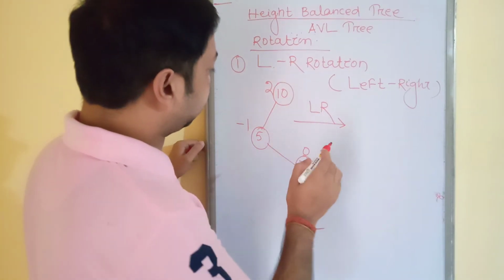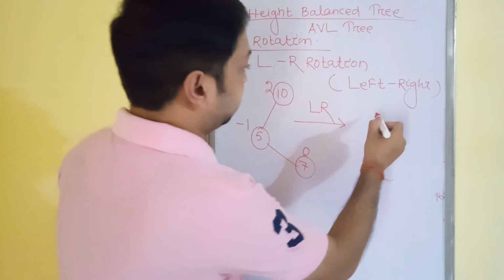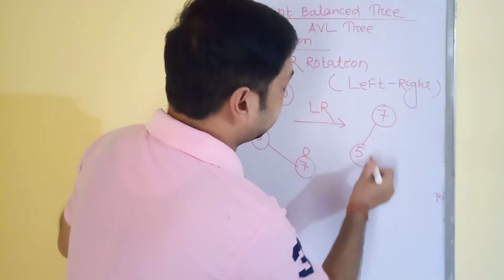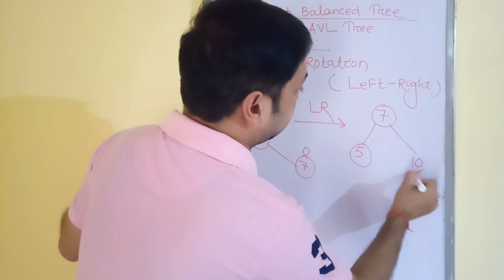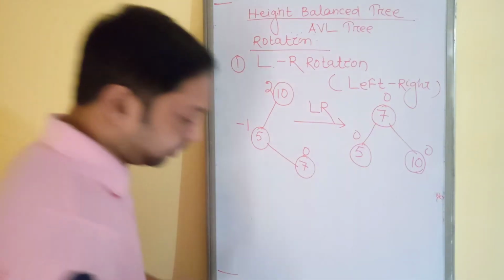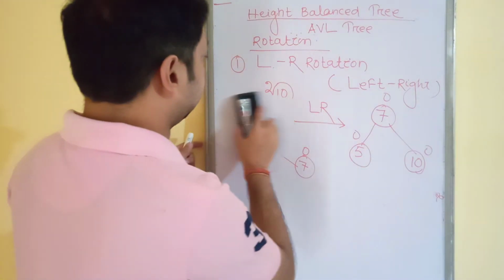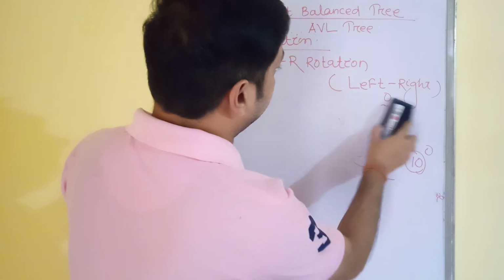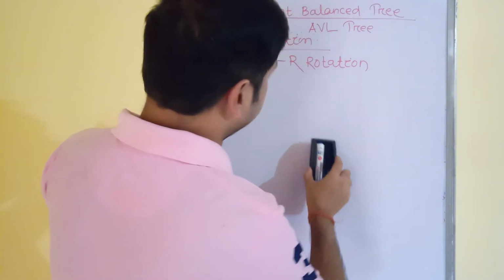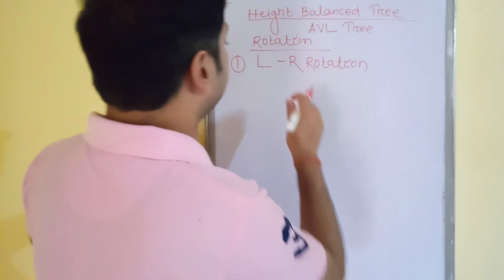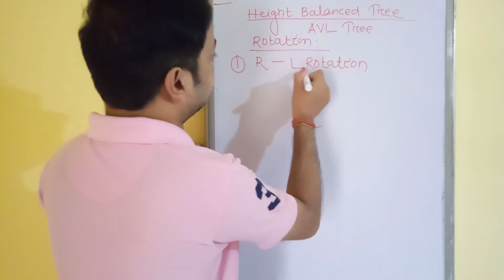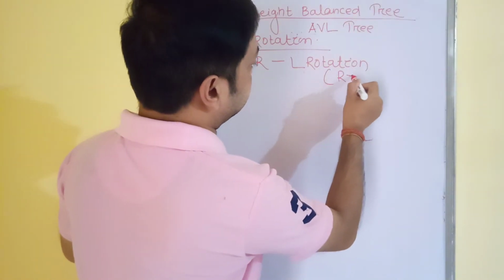The same concept will be followed. Out of 10, 5, 7, 5 is the smaller one, 10 is the largest one. So in between that 7 is there. Put the smaller node on the left hand side, put the larger node on the right hand side. That is 0, 0, 0. Now it's a balanced one. So now move to the last one, that is RL rotation. R indicates your subtree, that means the right subtree. L indicates the node, whatever side you are applying it on. Okay, so this is right left rotation.